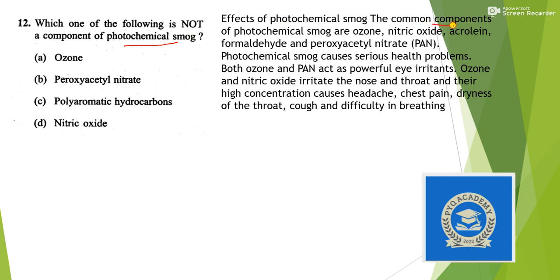The common components of photochemical smog are ozone, nitric oxide, acrolein, formaldehyde and peroxyacetyl nitrate, PAN. So ozone is there, PAN is there, nitric oxide is there, but polyaromatic hydrocarbon is not there. So the answer is option C.